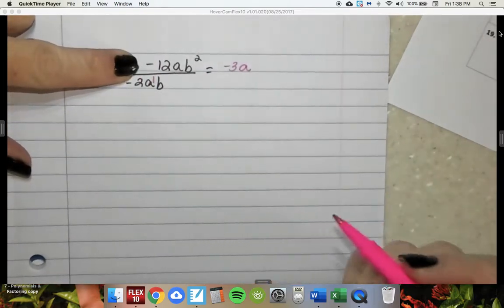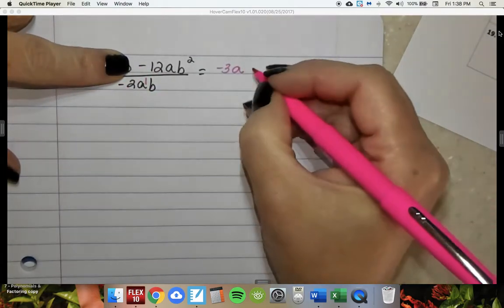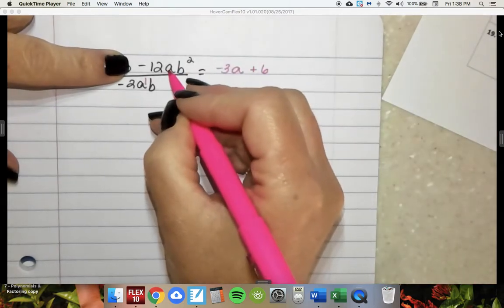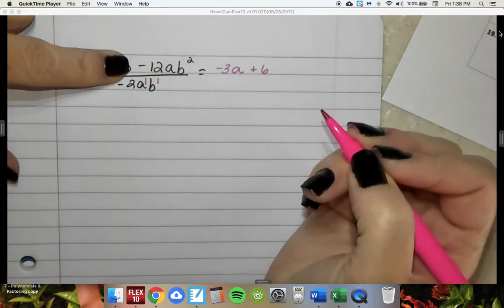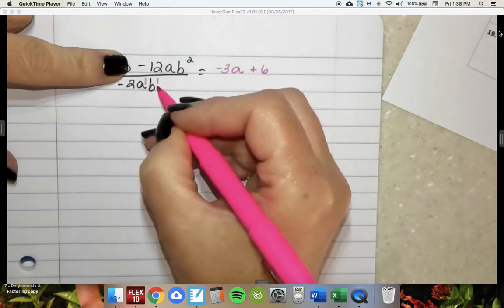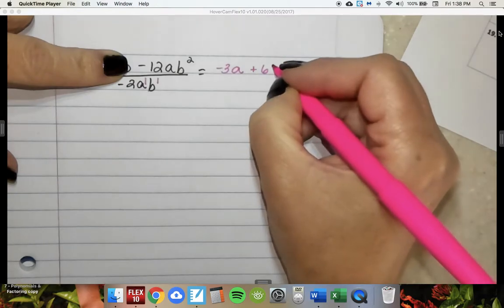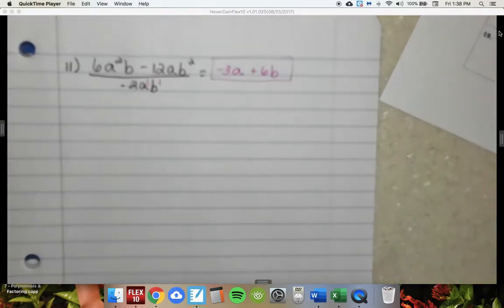Now we move on to this piece. What is a negative 12 divided by a negative 2? That is a positive 6. A on top, A on bottom. Those guys cancel, no a's. B2 upstairs, B1 downstairs. 2 minus 1 is 1. Or this one cancels out one of these. Either way, you end up with 1b up in the numerator. So it's negative 3a plus 6b.